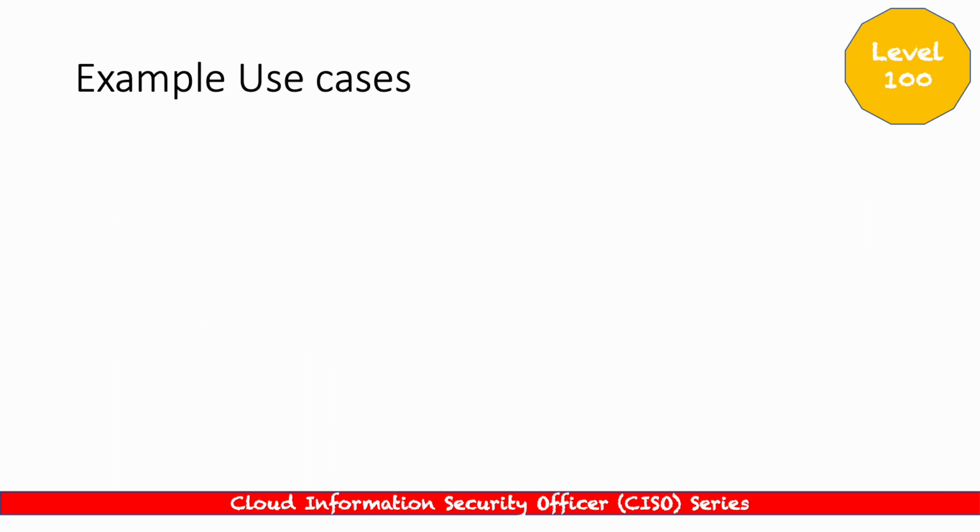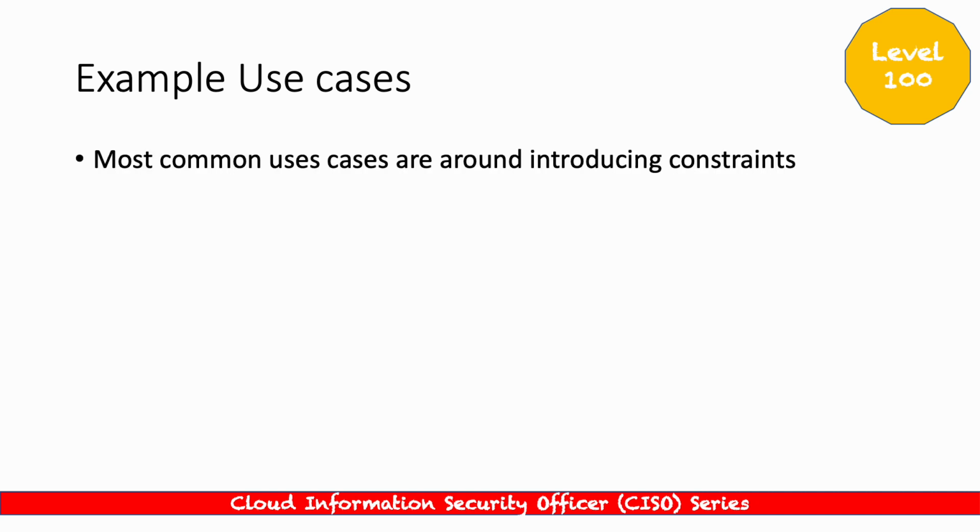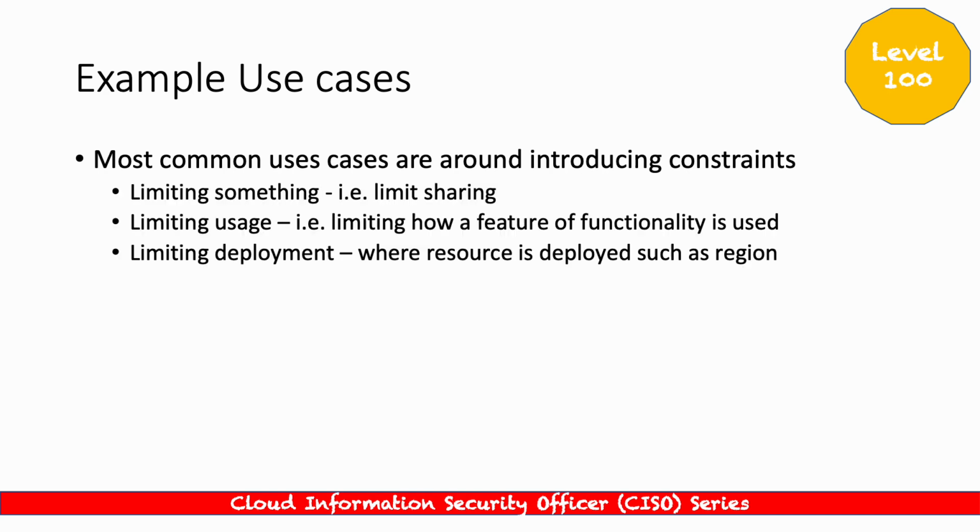Let's look at some examples of organization policies. The most common use case of organization policies, as we discussed, is introducing constraints. What do we mean by that? We can limit something. For example, we can limit the ability to share something, which could be categorized as limit sharing. Another constraint could be limiting usage, for example, limiting how a feature or functionality is used, setting some boundaries and restrictions on that aspect. And then we can also look at organization policies around limiting the deployment.